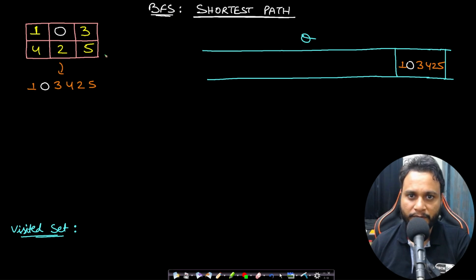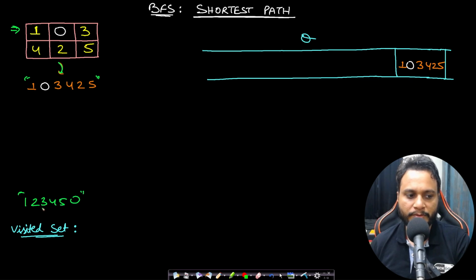Now we will be trying to find the shortest path from the given state to the final state. So in this given state, we will be converting the puzzle into the flattened form. That means 1 0 3 4 2 5 in the form of a string. What is our final state? Our final state is to reach 1 2 3 4 5 0, where the 0 comes in the bottom right corner, right?